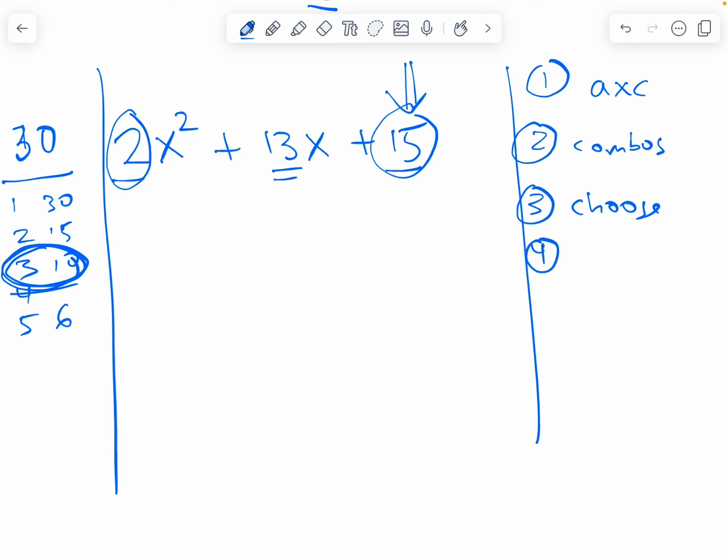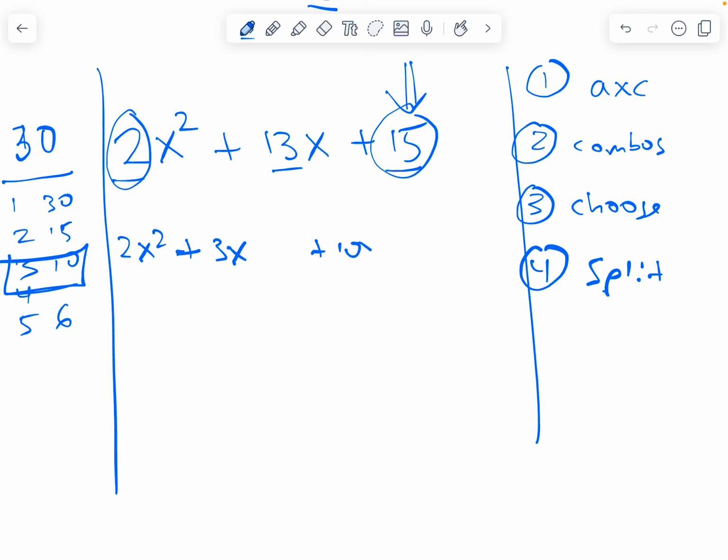Okay. Our fourth step is we're going to split up the middle term. So instead of writing 13x, we're going to write 3 and 10. Let me just make that clear. Okay, so 3 and 10. Okay, so we're splitting that middle term. So now we got 2x squared plus 3x plus 10x plus 15.